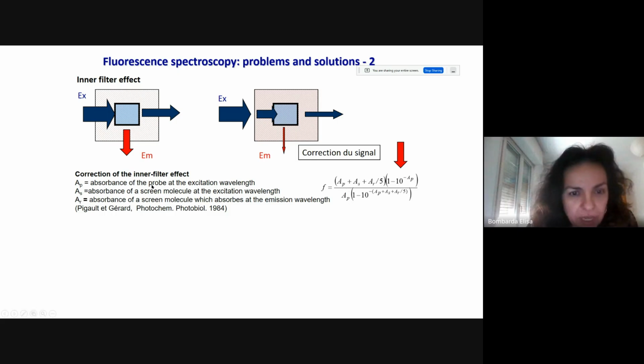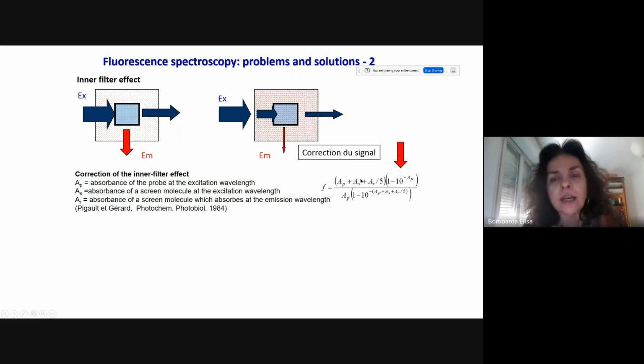And it takes care of the absorbance of the fluorophore at the excitation wavelength, the absorbance of a screen molecule, others can be also at the excitation wavelength, and also a screen molecule at the emission wavelength, because you can have also some emitted light that can be absorbed by some molecule inside, maybe also your fluorophore that absorbs the emission wavelength. It can happen. So then that has to be taken care of.